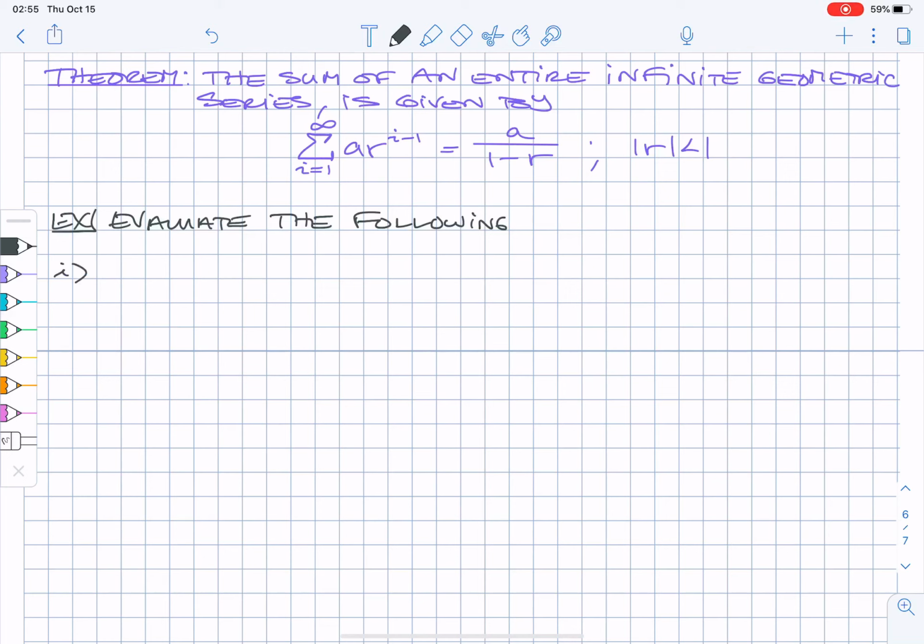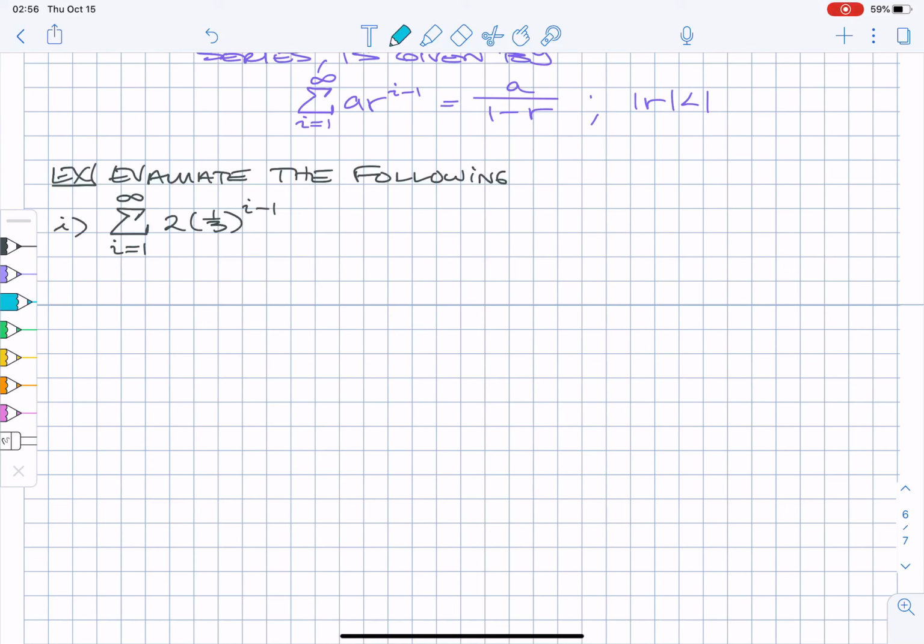So number 1, let's say we have the sum, sigma, as my index counts from 1 to infinity, of 2 times 1/3 to the index minus 1. Well, I claim that that's going to be a over 1 minus r.